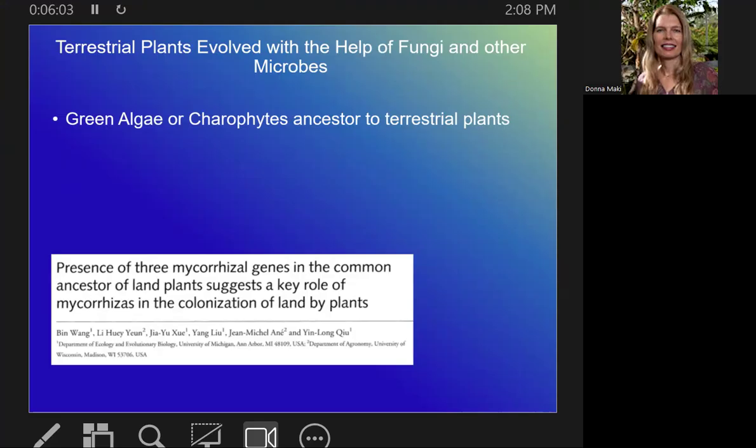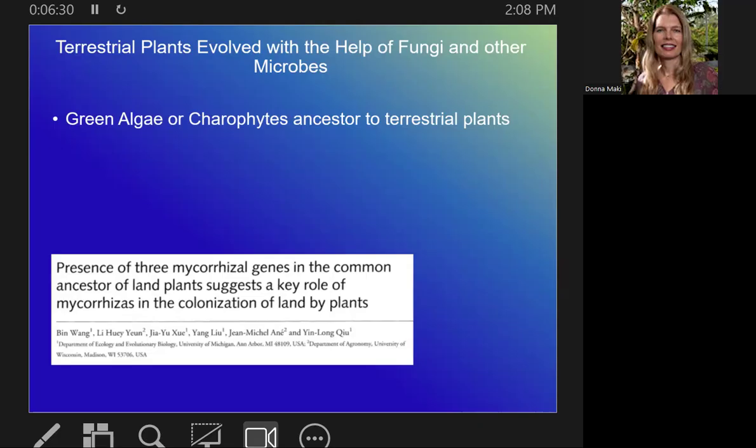I'm fine with green algae right now because this is still hotly debated. So let's just say green algae were the ancestor to terrestrial plants. And then this paper that I'm showing the title of was published not too long ago, where they show that the green algae actually has genes necessary to form a relationship with mycorrhizal fungi, even though the algae is in the ocean and is not forming that relationship.